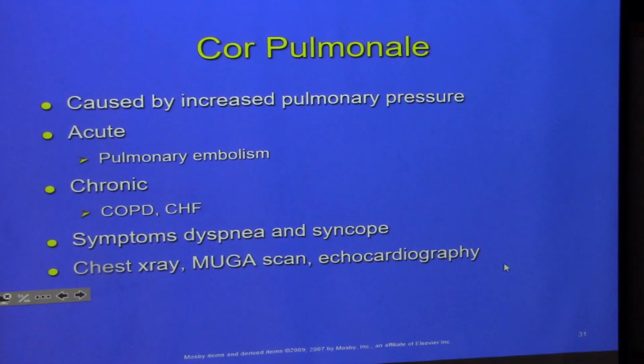Well, on a chest x-ray, we might see a really expanded right ventricle because of the increased pressure over there. Now, on a MUGA scan, I don't know if you guys know what this is. I can't remember what MUGA stands for, but basically, it's a functional study of the heart where we can see how much fluid the heart's taking in, blood, and how much it's pumping out.